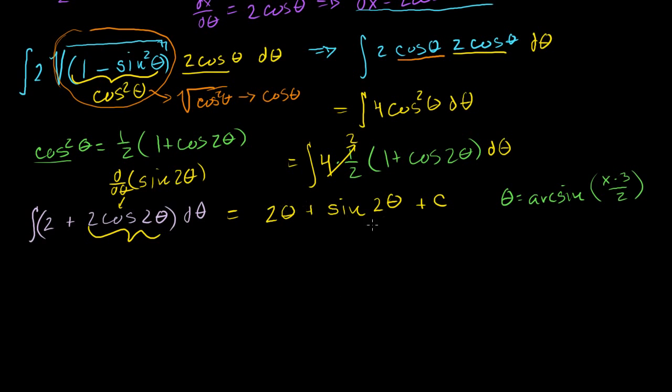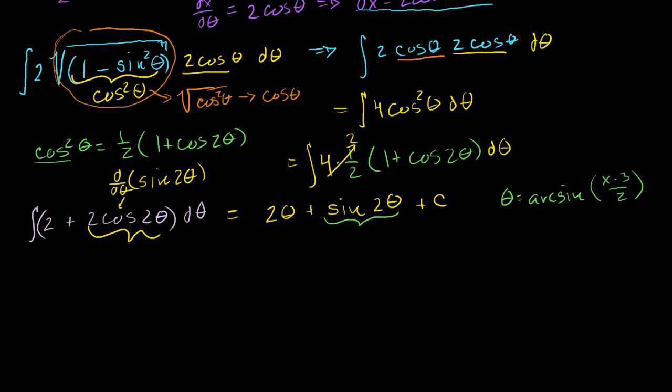Now, if I immediately substitute this theta straight into this, I'm going to get a sine of 2 times arcsine of x minus 3 over 2, which would be correct. And I would have a 2 times arcsine of x minus 3 over 2. And that would all be fine, and we would be done. But that's not satisfying. It's not a nice, clean answer. So let's see if we can simplify this. So it's only in terms of sine of theta. Because when you take the sine of the arcsine, then it just simplifies to x minus 3 over 2.